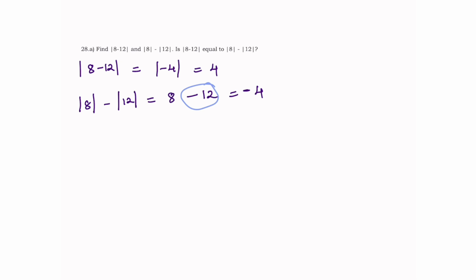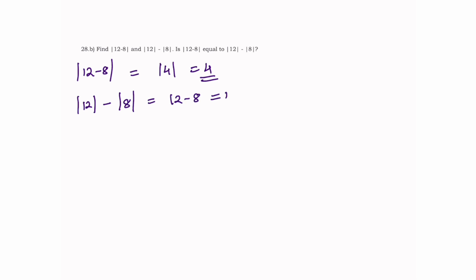So what was happening here? We have different answers. Here we were doing the calculation first and then getting the absolute value, whereas in this case, we got the absolute value first and then did the calculation. And that's how we have different answers here. The question says, are they the same? No, they are not the same. Let's go to part B.